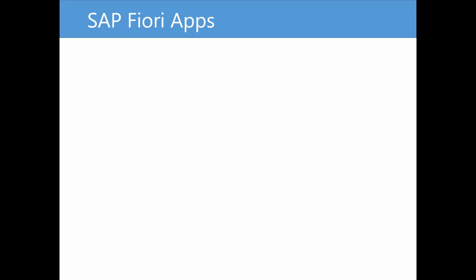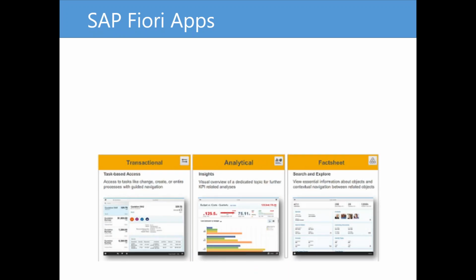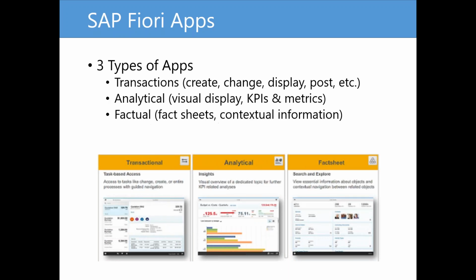So let's talk about apps. There is three types of apps, or these tiles, right? The first one are transactional apps. And as the name suggests, they run transactions. So think of create a purchase order, change a vendor master record, display an account balance, post an invoice. Those would all be examples of transactions in SAP, right? And that's one group of apps.